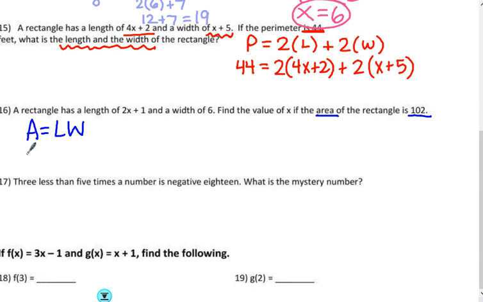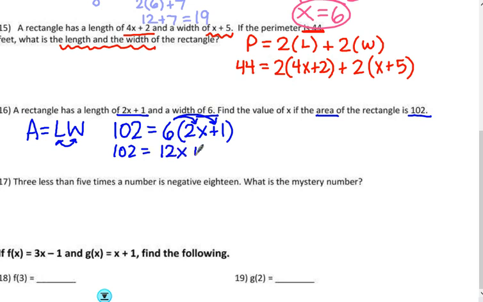So we know what A is. A is 102 equals the length, which is 2x plus 1, and the width is 6. Now remember, if you have a single digit and an expression, who needs to go first? Again, it doesn't actually matter which order you write these in, but our single digit should always go first so we distribute it properly. This is 2x plus 1, so we have 6 times (2x plus 1). If you don't set it up this way, you might not distribute it correctly and you will get that wrong. So I have 102 equals 12x plus 6, and now I can solve for x.